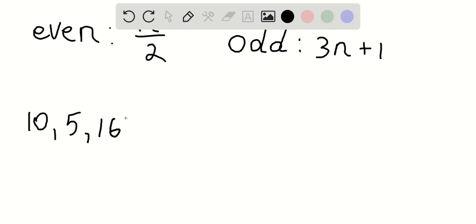Okay, 16 is even, so we divide it by 2. That would be half of 16, which is 8. Okay, and we're still even. We divide it by 2 again. So 8 divided by 2 is 4. Okay, we are still even. So we divide it by 2 again, and we get 2. We're still even. So we divide it by 2 again. So 2 divided by 2 is 1.